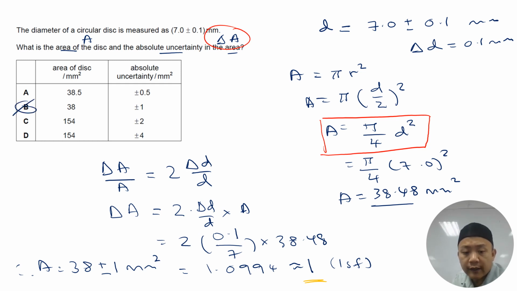So just notice that for any uncertainty, it must always be in one significant figure. And then your measurement data A must follow the number of decimal places contained inside your uncertainty value rounded off to one significant figure. So in this case, there is no decimal place, there's only one whole number, 1. So your value would be equivalent to 38, which is no decimal place, and so on.